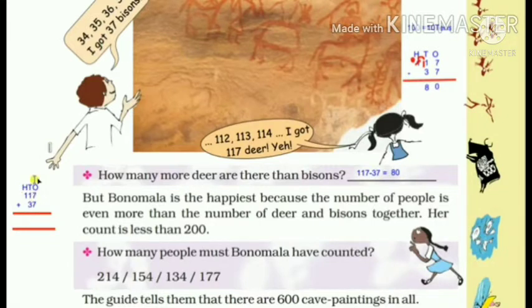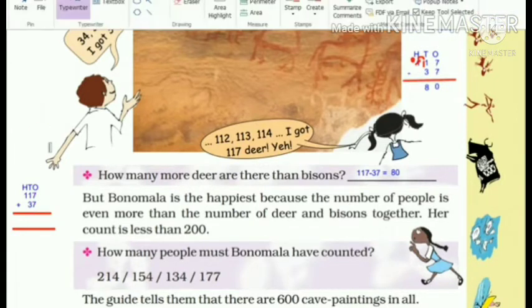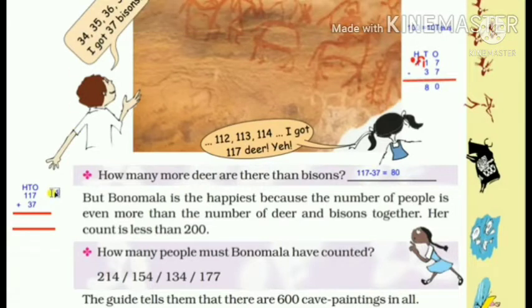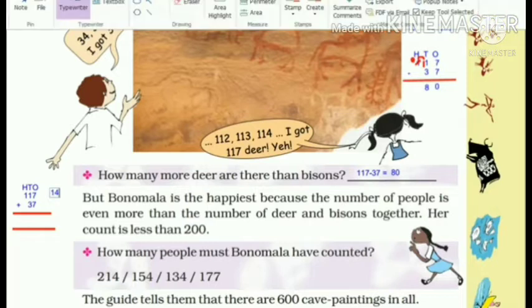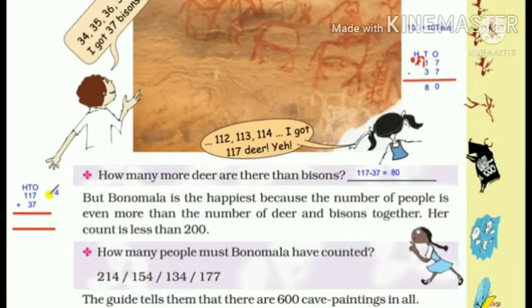When we have to start adding, that time, first we have to count the ones place number, that is 7 plus 7. 7 plus 7, yes, 14. 4 we have to write on the ones place and 1 is above the next place, that is tens place. So in tens place, 1 plus 3. 1 plus 3, what is the answer?